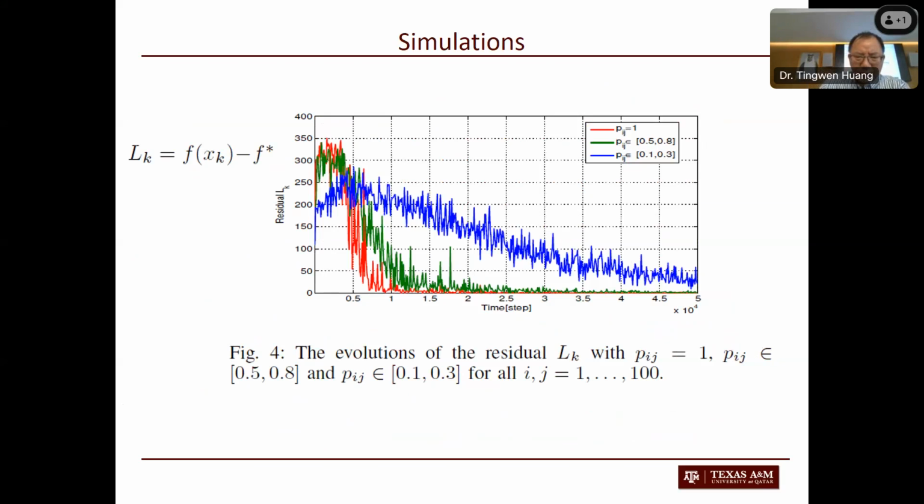Now, this one you can see when the link failure rate is smaller, like the red one and the green one, they approach the optimal solution faster.